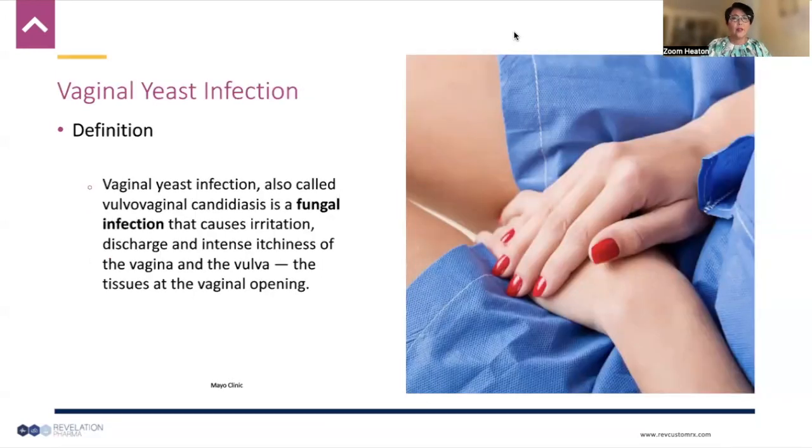Now let's look at vaginal yeast infections. Vaginal yeast infections, also called vulvovaginal candidiasis, is a fungal infection that causes irritation, discharge, and intense itchiness of the vagina and the vulva. It's a little different than your bacterial vaginosis.